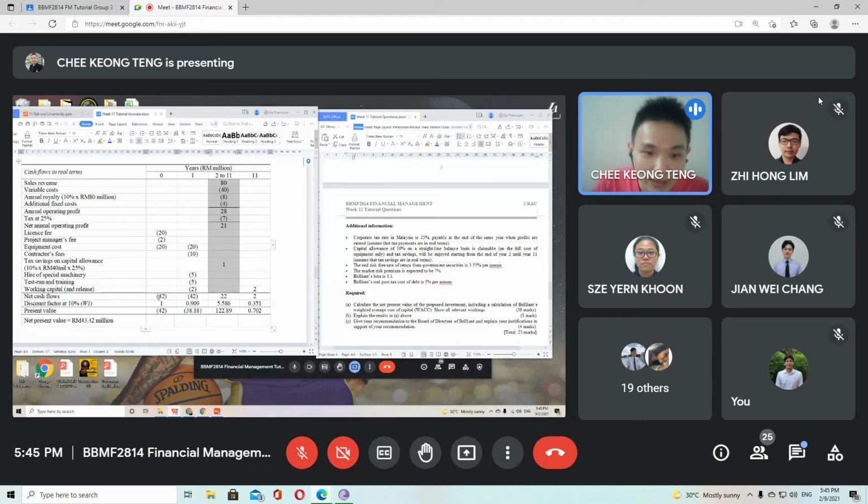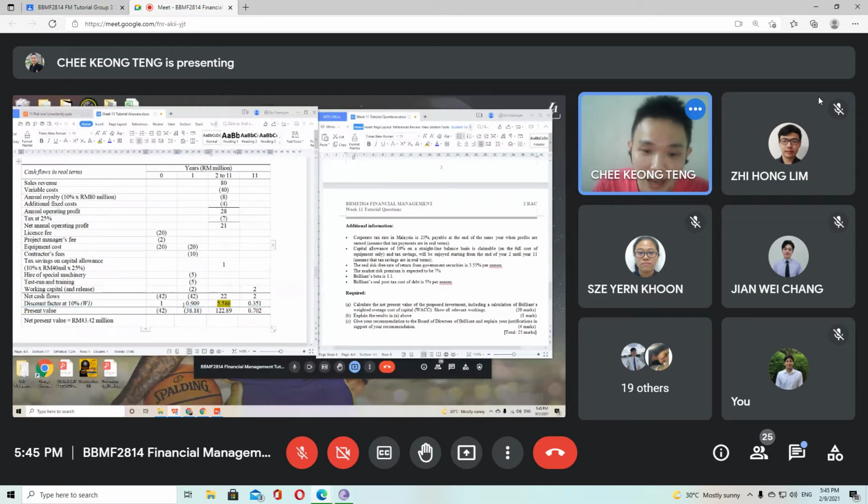Okay, and then we will get the net cash flow. Then we come to the discount factor. Here, remember, this one, all of you, please listen. If not, when you are doing revision, you cannot get this figure. I'm afraid some of you might not be able to get this figure.